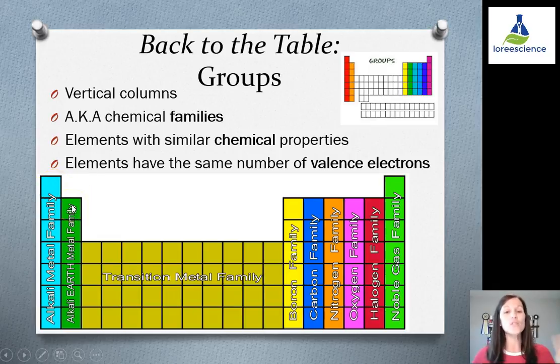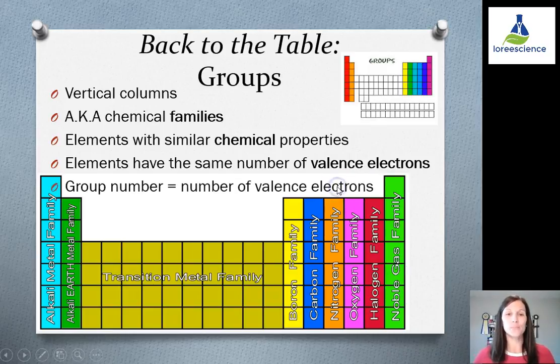Alkali earth metals all have two. We're going to skip the transition metals because they break the rules a little bit. We'll hop to the other side of the table. Boron family all has 3 outer electrons. Carbon, 4. Nitrogen, 5. Oxygen, 6. Halogen, 7. And noble gases, 8, or a full outer shell. So how many valence electrons they have determines how that element will react.